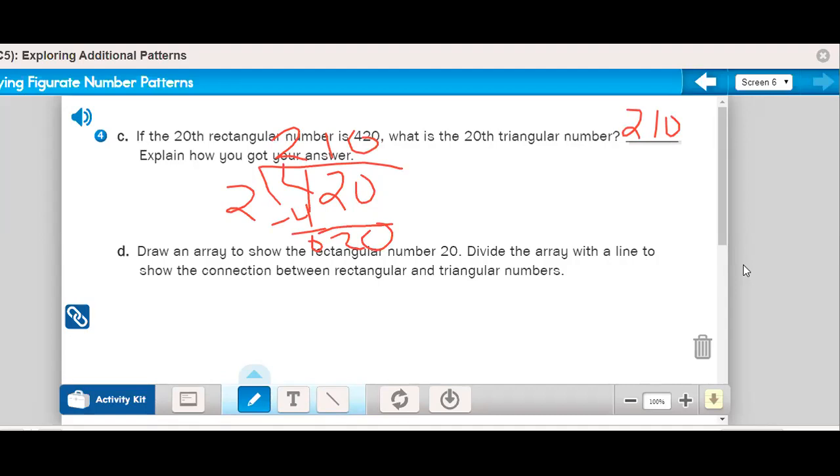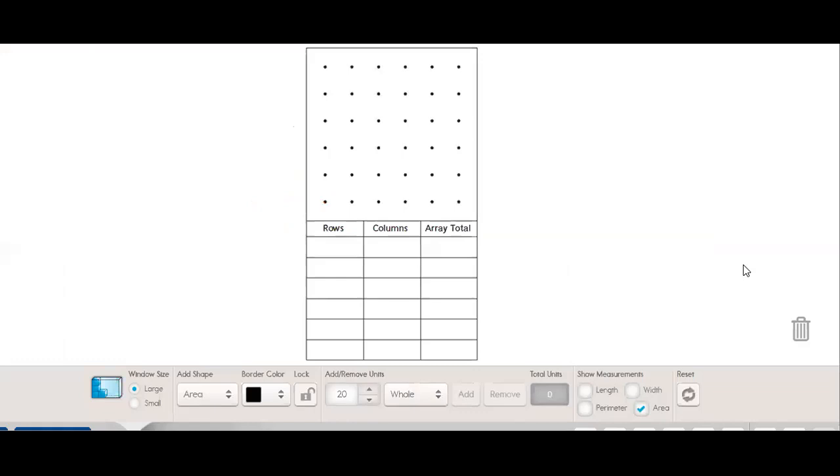Now it says part B, draw an array to show a rectangular number. Divide the array with a line to show that connection between rectangular and triangular numbers. So what I've done is I've gone to a new page here, and I know this picture that I'm using isn't the best, but we're going to go 1, 2, 3, 4, 5. So I don't need this last line.